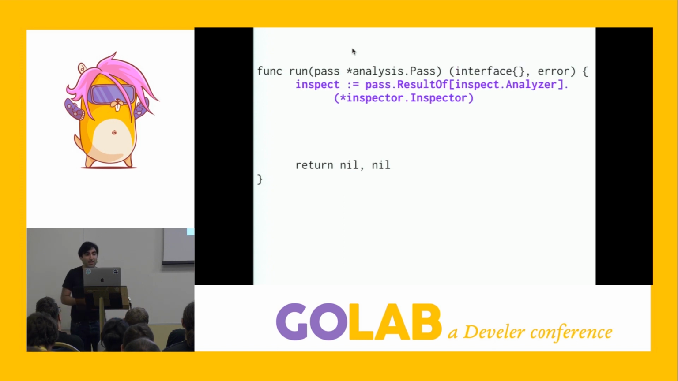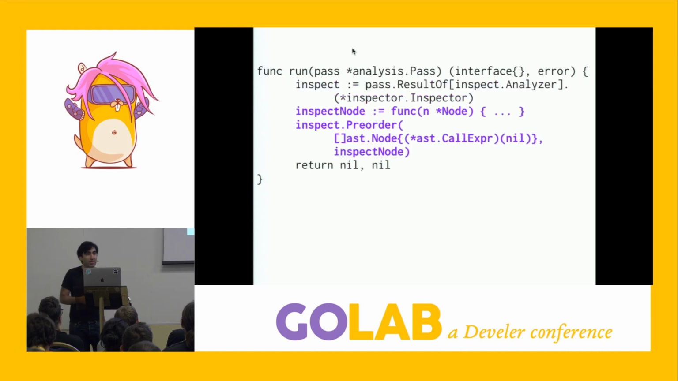But we do depend on the result of another analyzer, which is the inspect analysis. What inspect does is it provides a summary of the code that it's looking at, which makes it easy for us to examine it. So we're going to use ResultOf, which maps the dependent analyzer types to the results that they have, and we know that it returns an inspector, so we can just do a type assertion right off the bat.